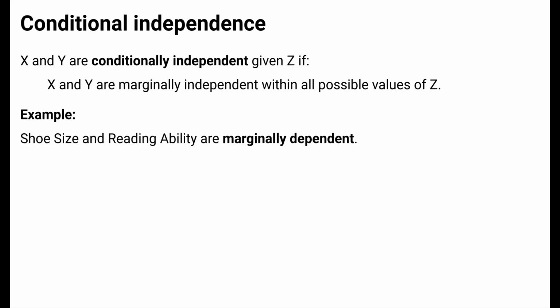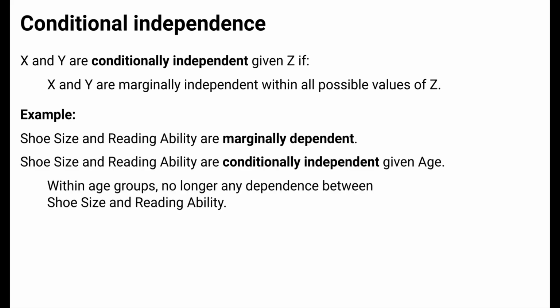The variables of shoe size and reading ability are marginally dependent variables. They're dependent because knowing that someone has extremely tiny feet tells me that they're a child and thus have lower reading ability. Similarly, knowing reading ability allows me to better predict shoe size. Although shoe size and reading ability are marginally dependent, they become conditionally independent given age.